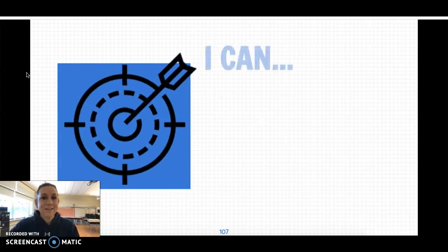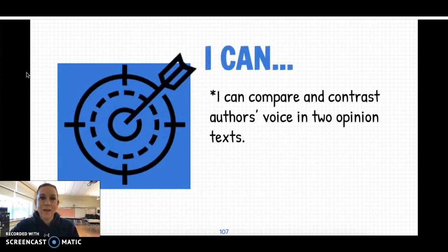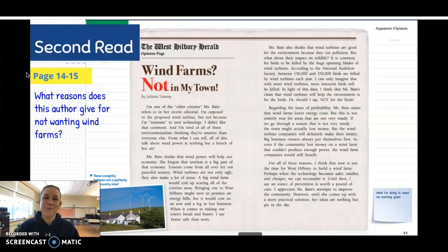All right, so today our goal is: I can compare and contrast author's voice in two opinion texts. If you turn to page 14 and 15, you are going to do your second read. As you read, I want you to think about what reasons this author gives for not wanting wind farms. Take 5 minutes, pause, take a little longer if you need to, and go ahead and do that second read.